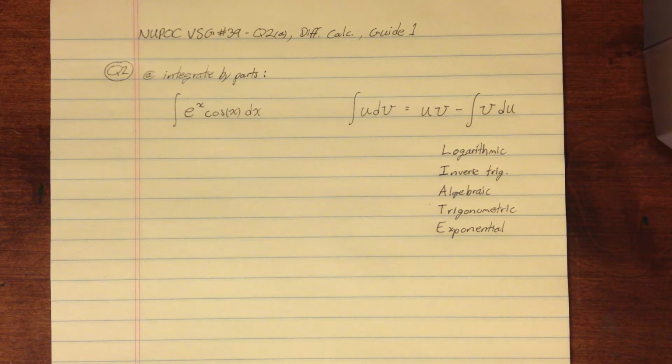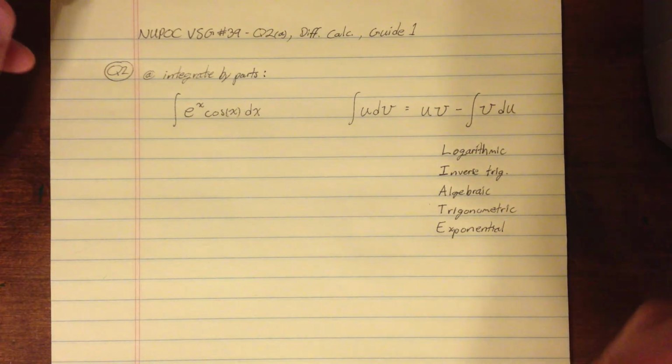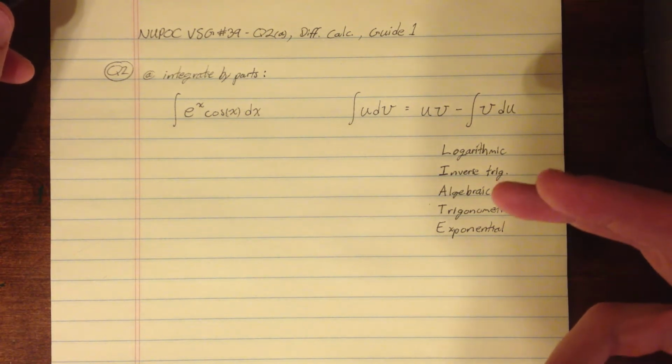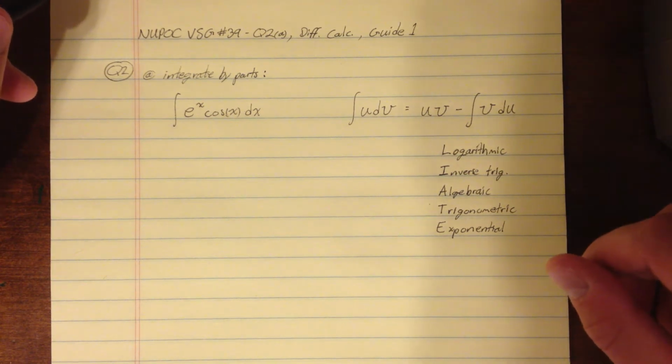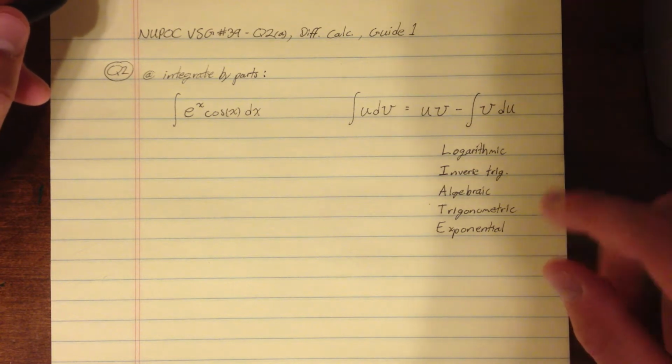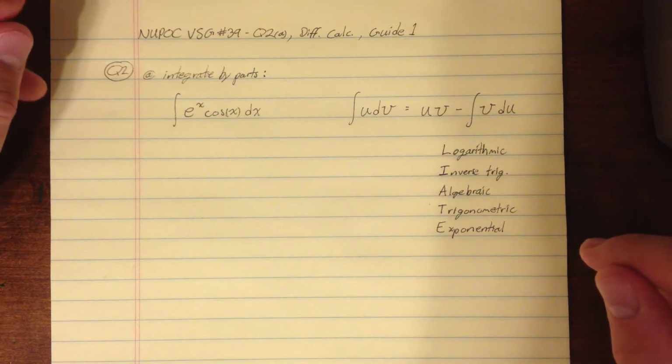We're going to look at question 2 in the calculus section of Guide 1, which asks us for three things. It asks us to show the ability to integrate or differentiate by the following methods: integration by parts, chain rule, and the division rule, or the quotient rule. So let's go ahead and do integration by parts first, and let's make it its own video because it's going to take a little bit longer than the other two examples.